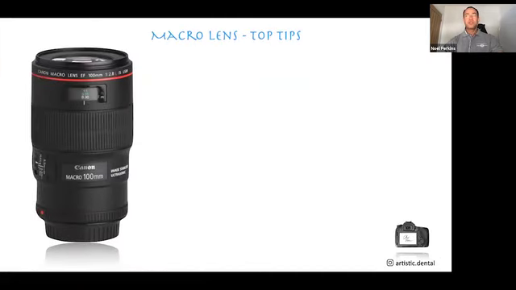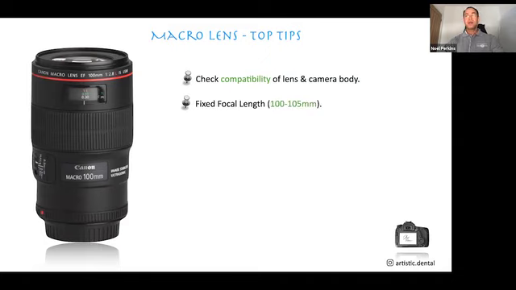Now, top tips when you're choosing a macro lens, okay, it needs to be a dedicated macro lens, not a zoom lens, but a dedicated macro lens. You need to check the compatibility of the lens and the camera body. I'd recommend using 100 to 105 millimeters. There are all sorts of discussions about this. People recommend from 85 to 105 millimeter, also depending on which sensor is on your camera. But 100 to 105 is what I would recommend.